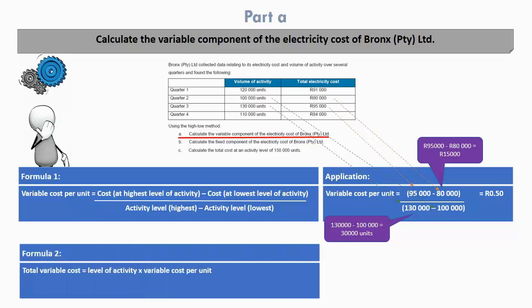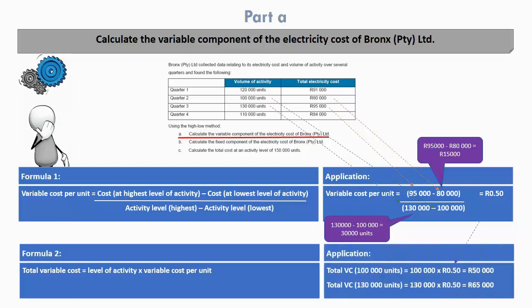Once the variable cost per unit is known, the total variable cost for a certain level of activity can be calculated. Total variable cost equals the level of activity multiplied by the variable cost per unit. At an activity level of 100,000 units, the total variable cost is 100,000 multiplied by 50 cents, which is 50,000 rand. And at an activity level of 130,000 units, the total variable cost is 130,000 times 50 cents, which is 65,000 rand.